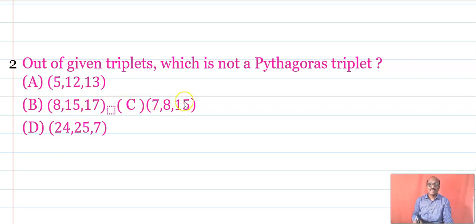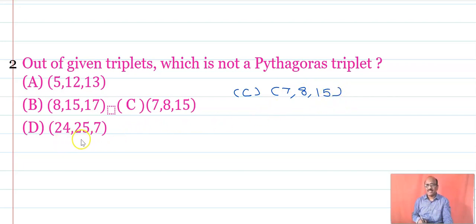Okay. Next, what about here? The 15 square is 225 and 8 square is equal to 64 plus 49. This is not possible. Therefore, the option 3, that is 7, 8, 15. This is not the triplet.